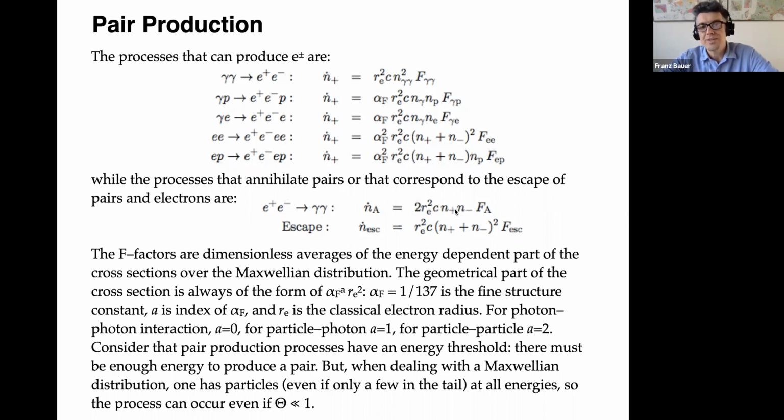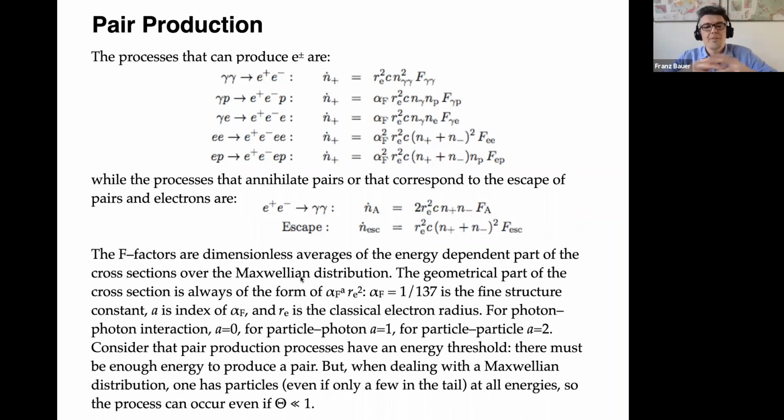So what do you need here? You need the number density of protons, positrons, electrons. This is the cross-section for annihilation. And again, you have these sort of constants here. And likewise, you have a rate for escape. And everything is framed in this factor of R squared C, which is kind of related to this cross-section.